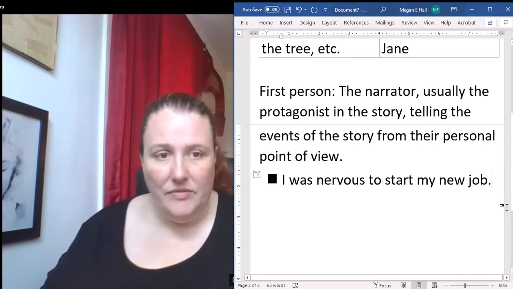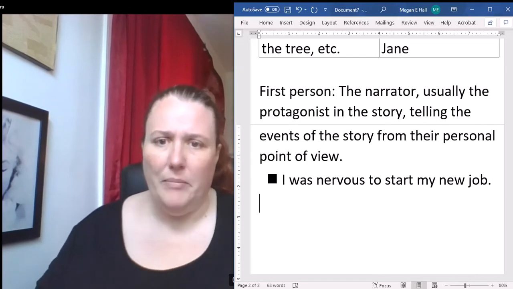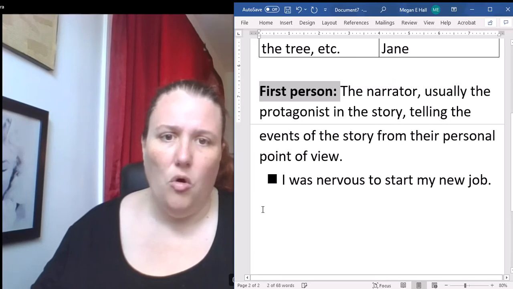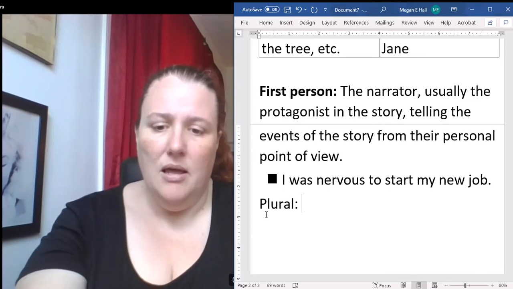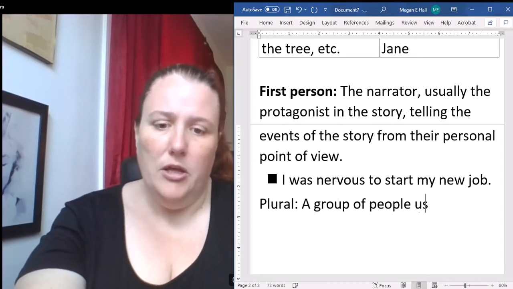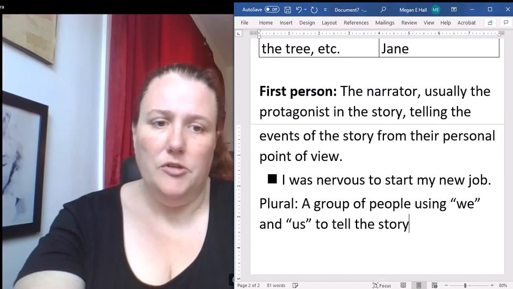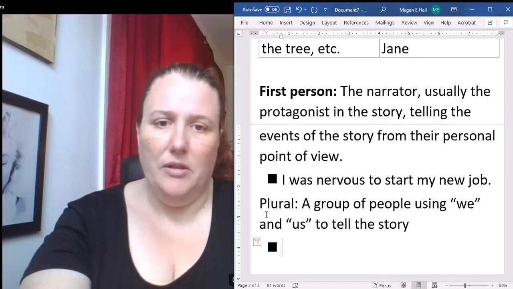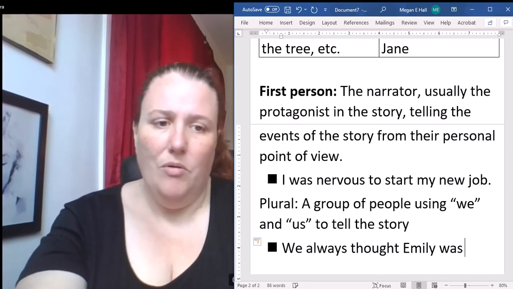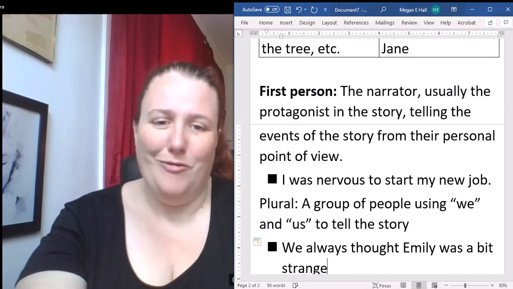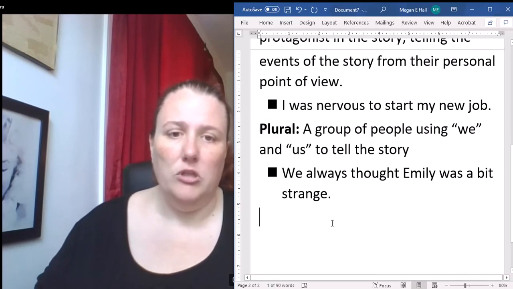Once in a while, I have seen first person plural, but not very often. A great short story, A Rose for Emily, has first person plural. It's told from the point of view of the town as a collective. So the plural first person here would be a group of people using we and us to tell the story. So in the case of A Rose for Emily, they have something like, we always thought Emily was a bit strange. That's not a quote from the story. I'm just giving you an example of that. So that's what first person plural would look like.